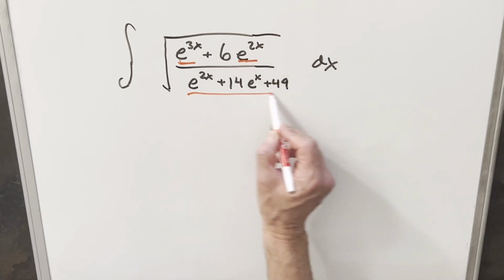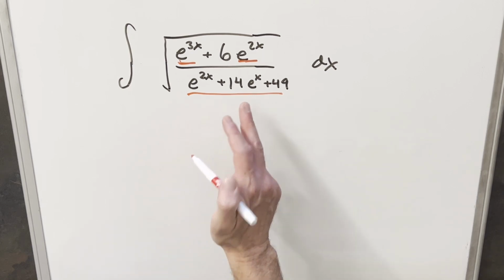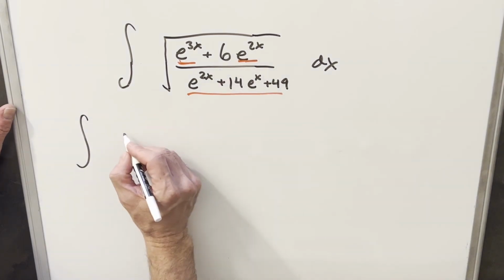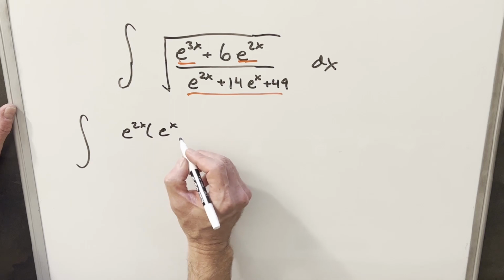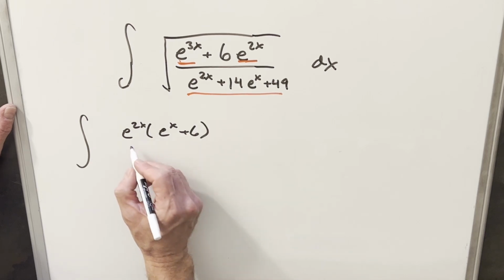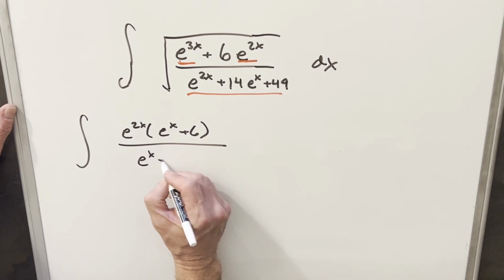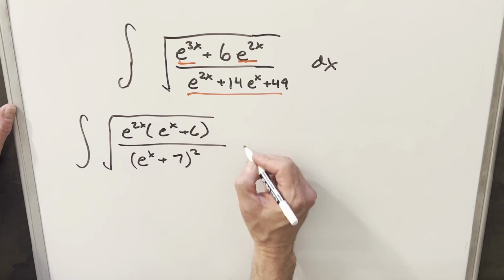And then in the denominator, I noticed that that's actually a perfect square and we're inside the radical. So I think that's going to be useful right there. So I think I'll use those two things. And first we will factor out an e to the 2x here. And then if I do that, I'll write this as e to the x plus 6 in the numerator. And then writing this as a perfect square, this is actually going to be e to the x plus 7, that's all squared, and this whole thing's under the radical.